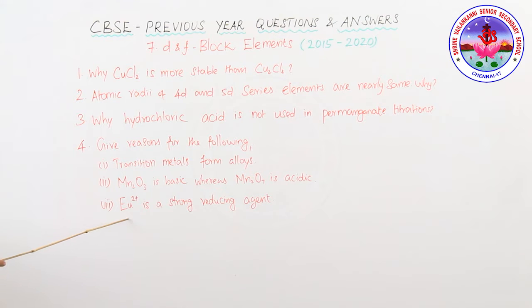Then Europium 2+, that is Eu2+, is a strong reducing agent. Why? See, Eu2+ can lose an electron to form Eu3+, which has a higher hydration energy. That is why Eu2+ is a strong reducing agent. I repeat, Eu2+ can lose one electron to form Eu3+, which has a higher hydration energy. That is why Eu2+ is a stronger reducing agent.